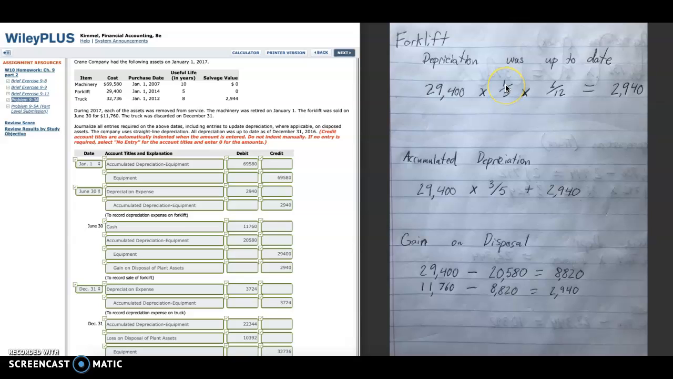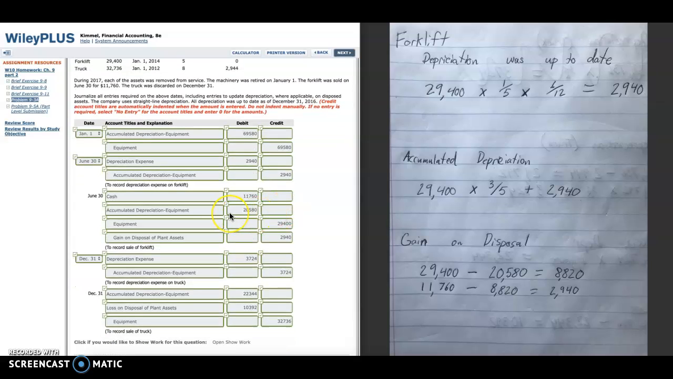So we need to know what 1 year of that is, so 1 over 5. And then we're going to times that by 6 over 12, or 6 months, so that we know what the total value is for that 6-month period that we had it during the year, which equals $2,940. So then in our journal entries, we're going to put our depreciation expense of $2,940, and then credit our accumulated depreciation on equipment for $2,940 as well.